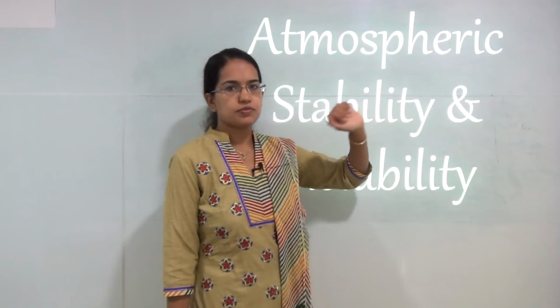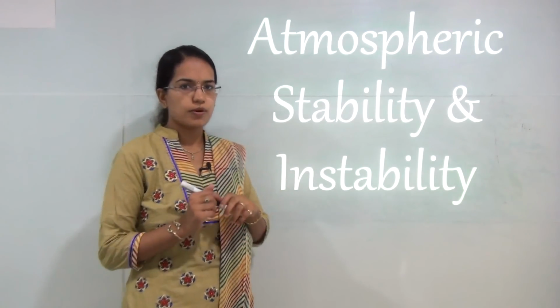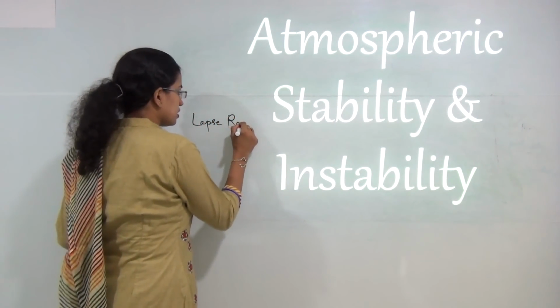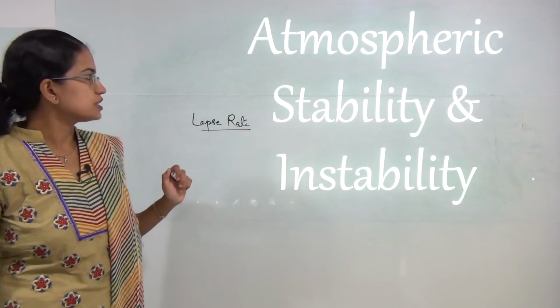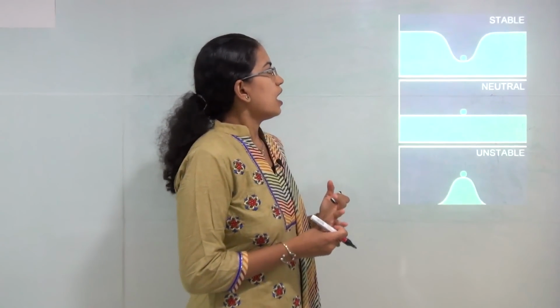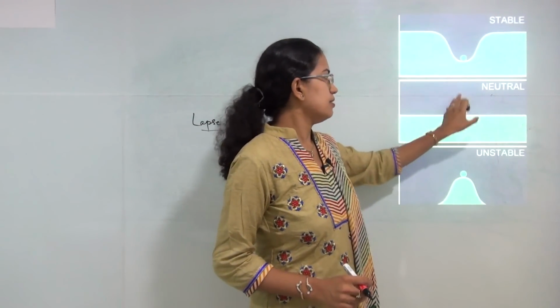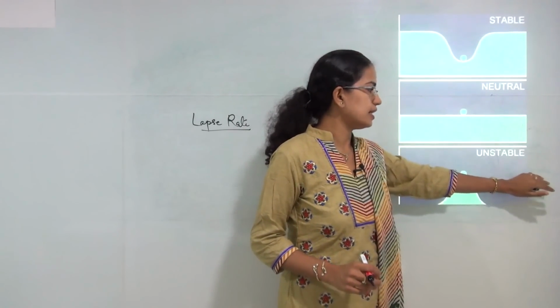In this session, we will be understanding atmospheric stability and instability. We have already talked about temperature and lapse rate, and lapse rate will form the basis for this session on atmospheric stability. To start with, I have three examples here. I have a ball which is in three different situations. This will help us understand, first of all, the terminology: stable, neutral and unstable.